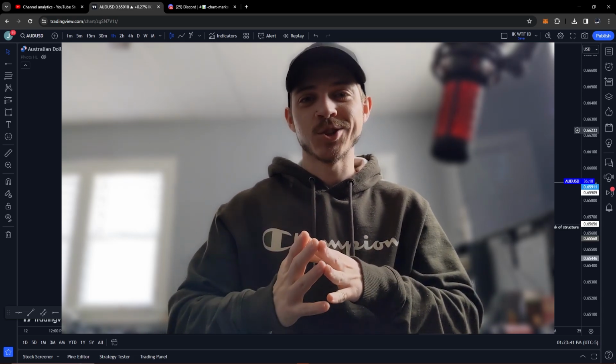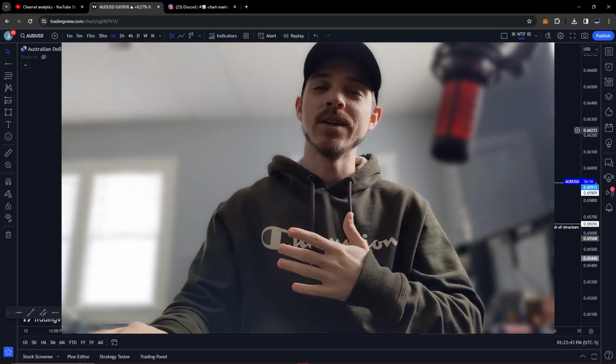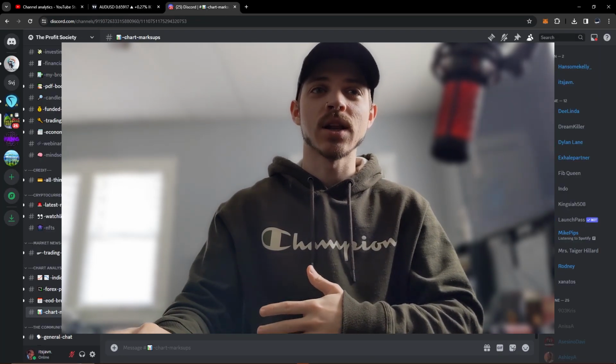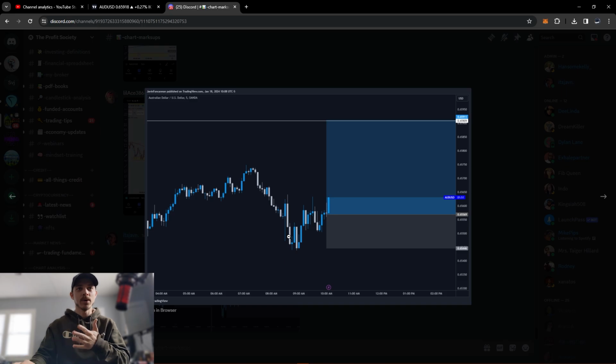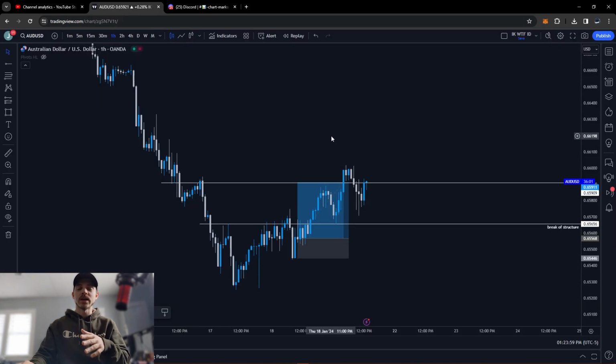Today we're going to be looking at a trade I took on AUD USD yesterday a little bit before 10 o'clock, and just to show and prove that I was in this trade, this isn't me analyzing the market after the fact. Here is my markup. I posted in the Discord maybe 5-10 minutes after I entered my trade right here. So let's go ahead and break down this trade.